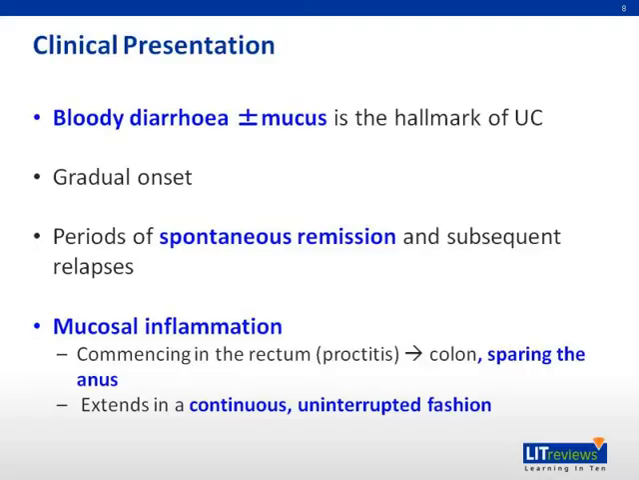Bloody diarrhea with or without mucus is the hallmark of ulcerative colitis. The onset is typically gradual, often followed by periods of spontaneous remission and subsequent relapses. Active disease is manifested as mucosal inflammation commencing in the rectum, proctitis, working its way proximally to the colon, generally sparing the anus. The mucosal inflammation extends in a continuous, uninterrupted fashion, unlike Crohn's disease where there are typically skipped lesions.